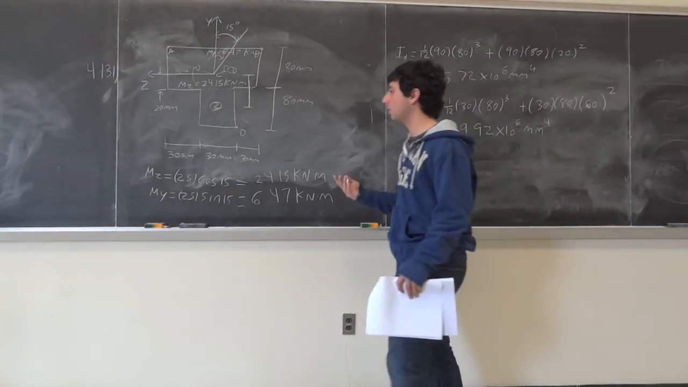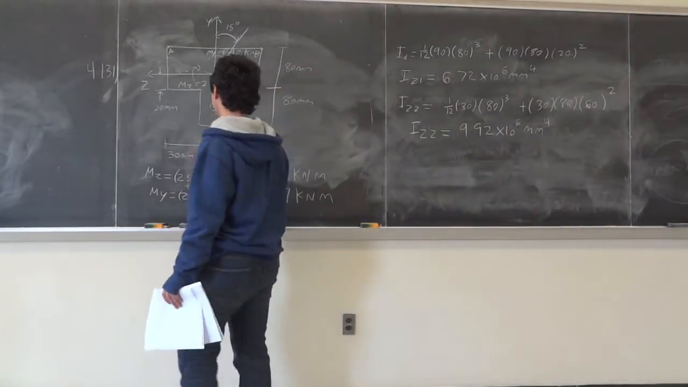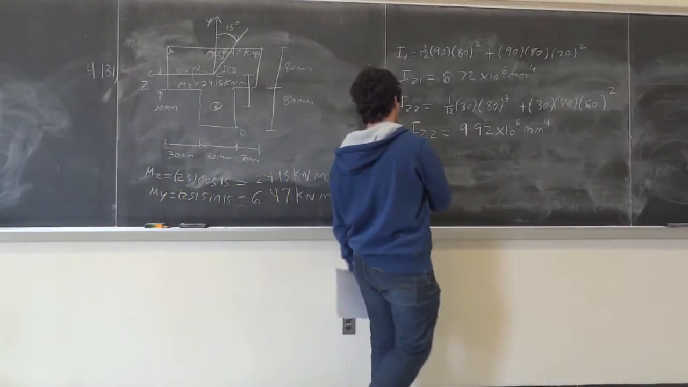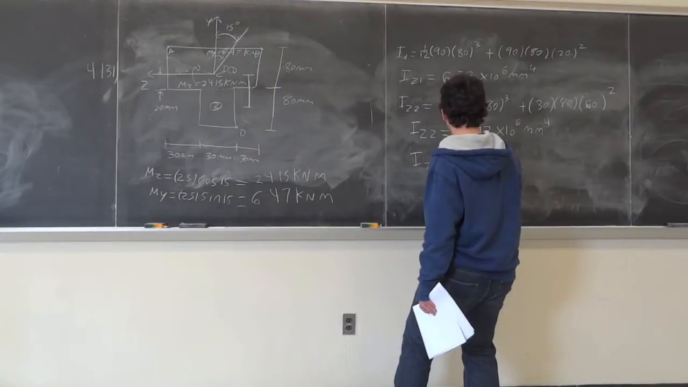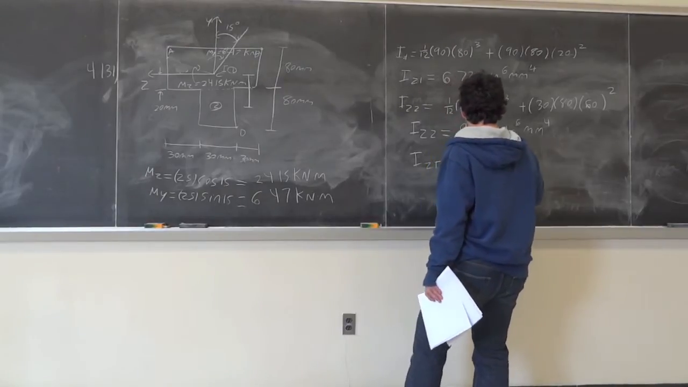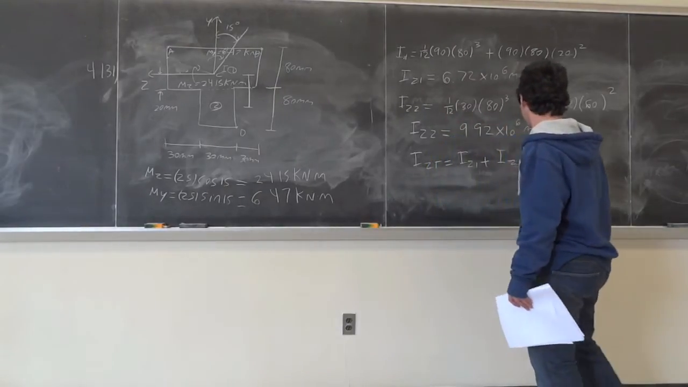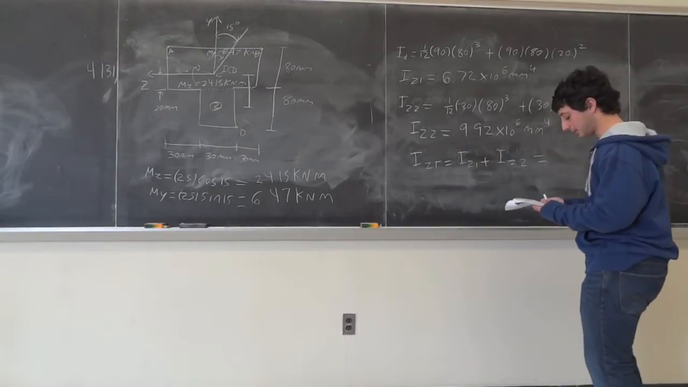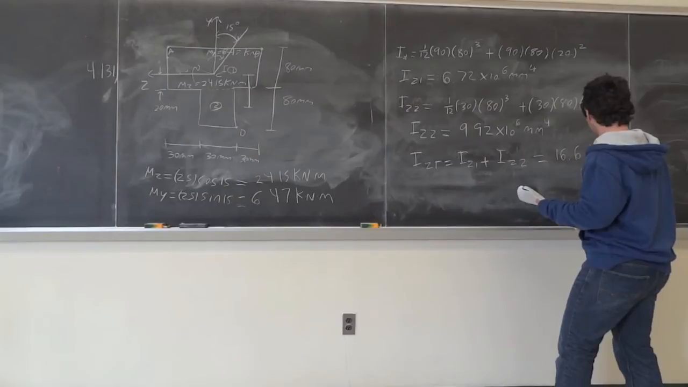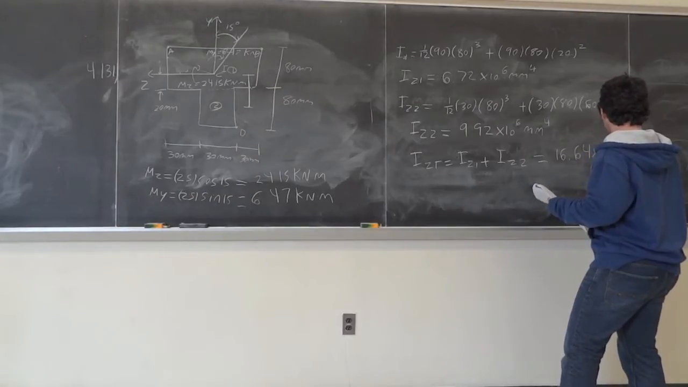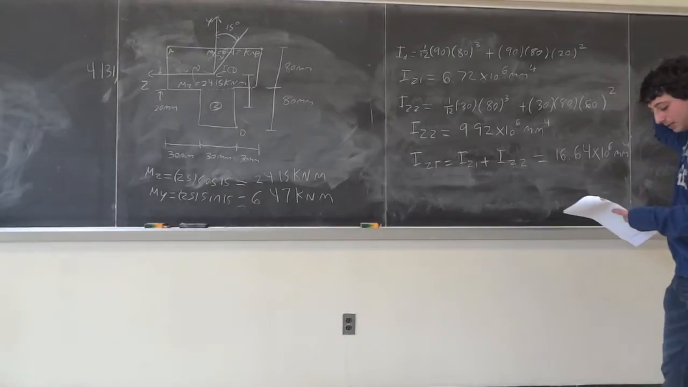Okay, so you want the total moment of inertia around the z-axis. So it's just Iz1 plus Iz2. So Iz total is equal to Iz1 plus Iz2. So the total is 16.64 times 10 to the 6 millimeters to the 4th. Okay, that's great.